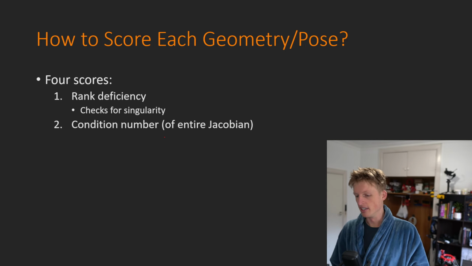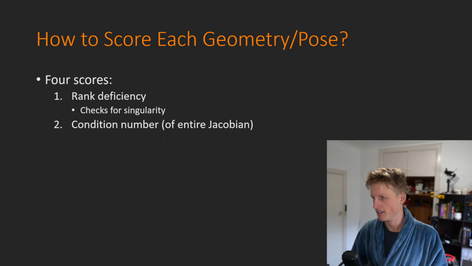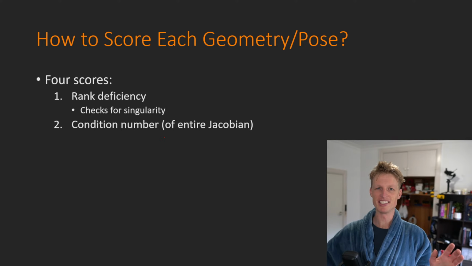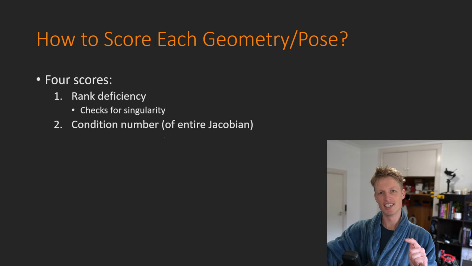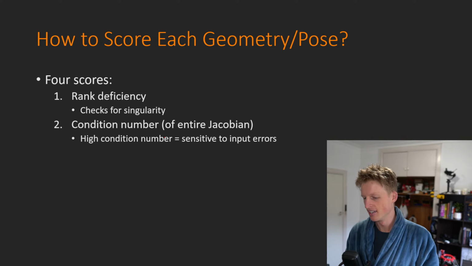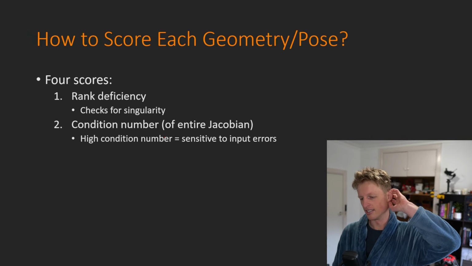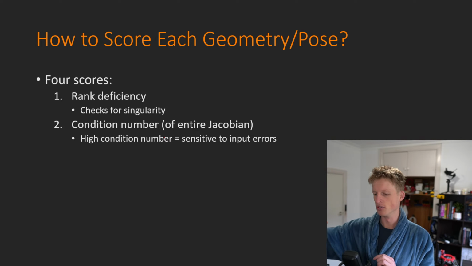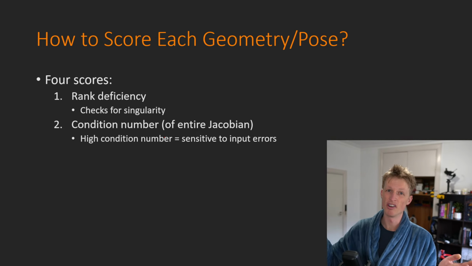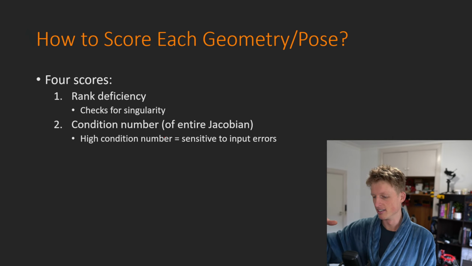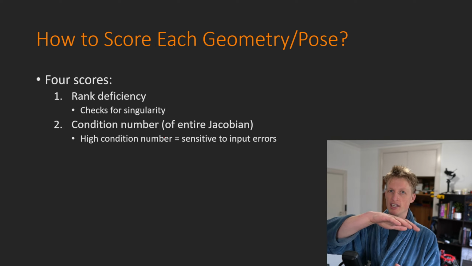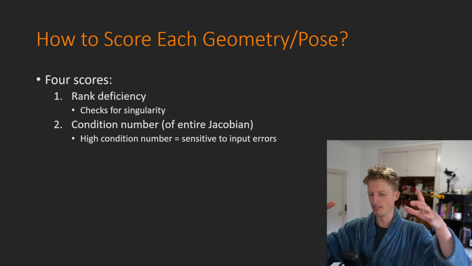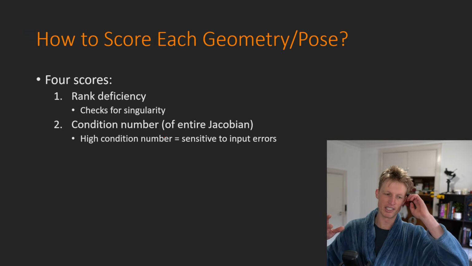And then the second approach is checking the condition number, which, if you're not familiar with, I don't really want to go into the details because I don't fully understand it, but it's basically a way of checking the symmetry of the entire matrix. The end result here is that a high condition number means that the platform is very sensitive to input errors. So if one of the legs is off by a couple millimeters, then the whole thing might be off by 20 millimeters.